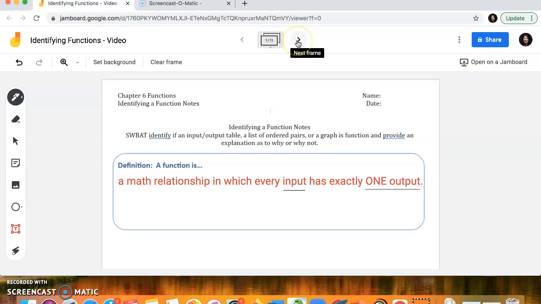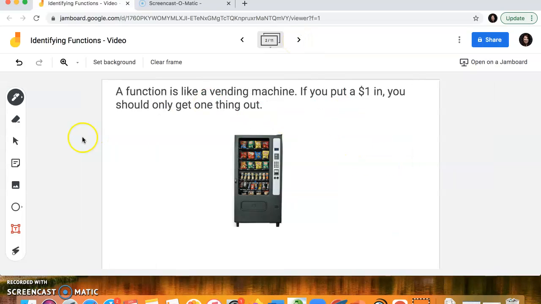So you want to think of a function as a vending machine. A vending machine, you put money in and you get one thing out. Okay, so we're going to think of this as our input is the money we put in. Okay, so we put in money.